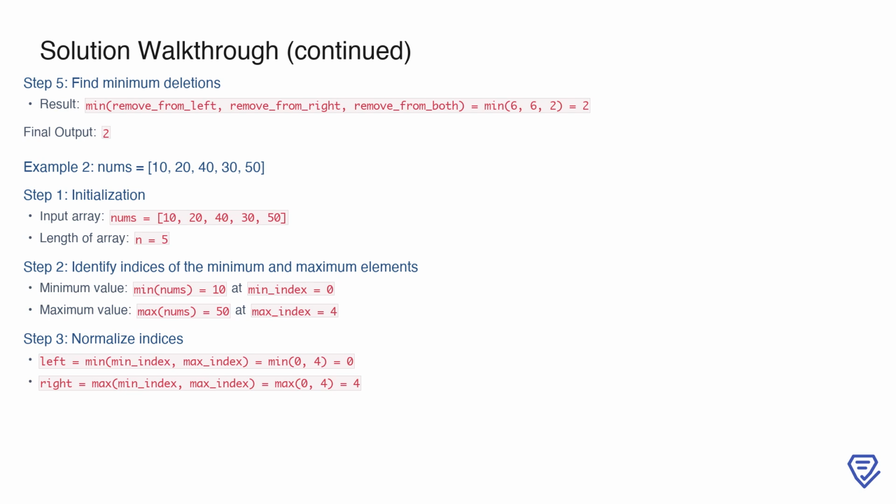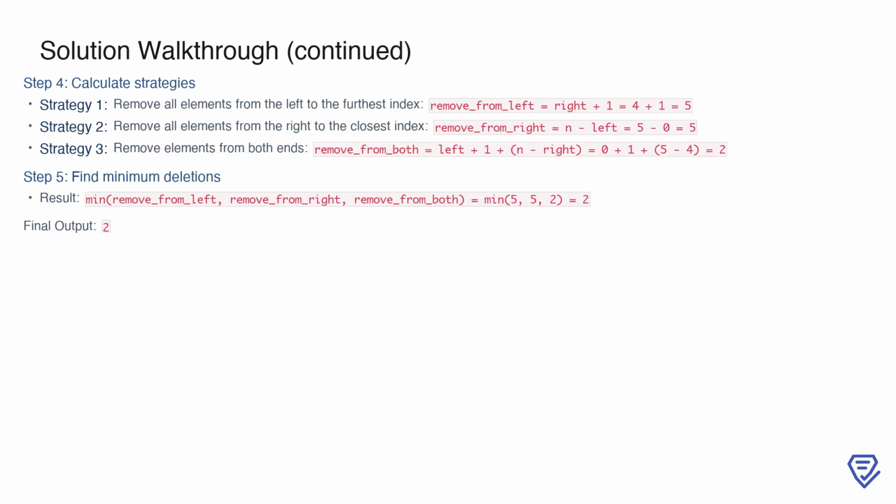Now, moving to example 2, the input array is nums equals 10, 20, 40, 30, 50, and the length of the array, n, is 5. The minimum value in this array is 10, located at index 0, and the maximum value is 50, found at index 4. We normalize these indices in the same way as before, with left being the smaller index, which is 0, and right being the larger index, which is 4.